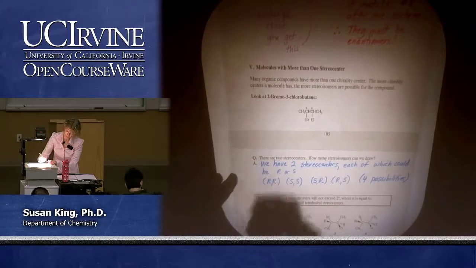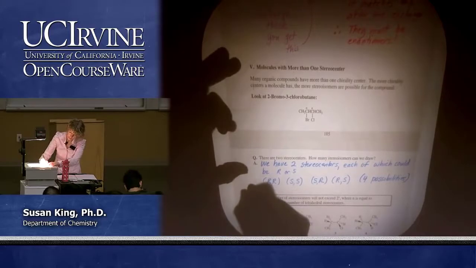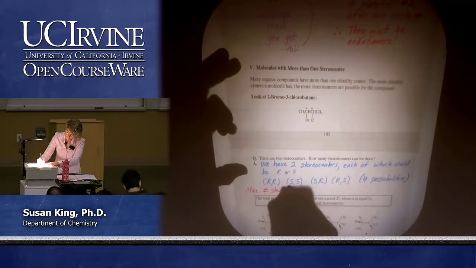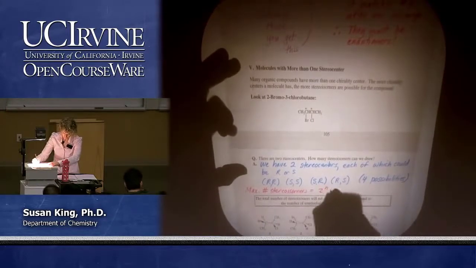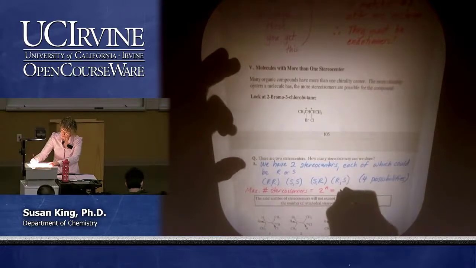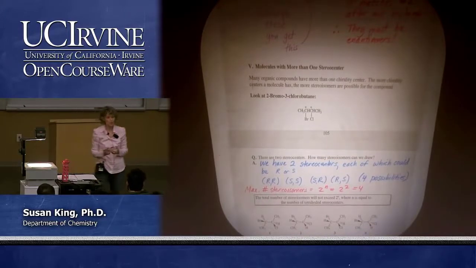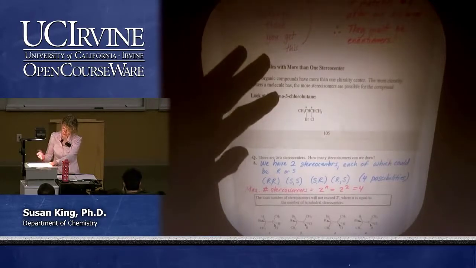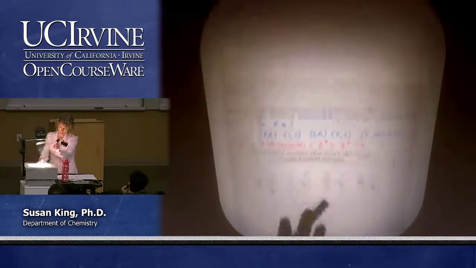Sometimes we're not going to have this many. In this case, we have 4. But the maximum number of stereoisomers is 2 to the n. In this case, since we have 2 stereocenters, it would be 2 squared, or 4. As we're going to see coming up, we don't always have 4, but that would be the maximum number. So if we have 3 stereocenters, there's 8 possibilities, 2 to the 3rd.